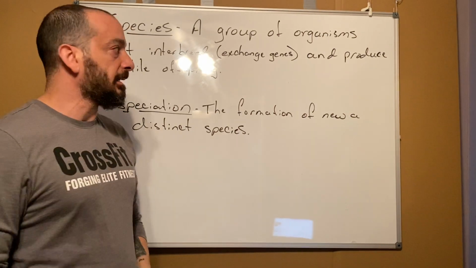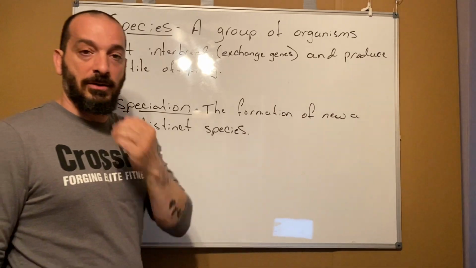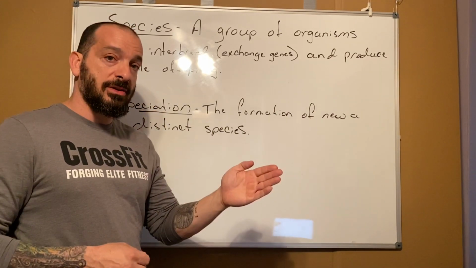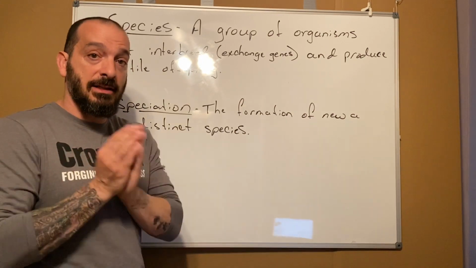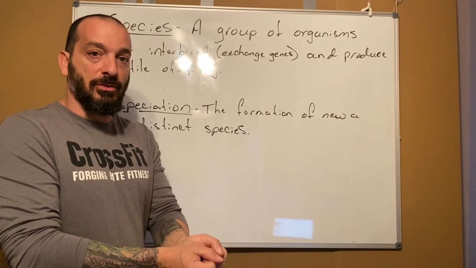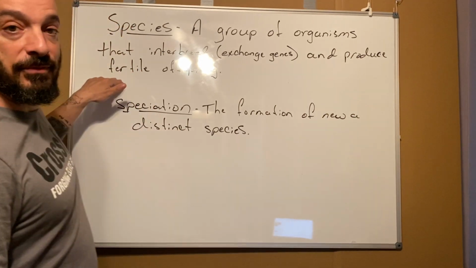But that's not the only thing. You also have to produce fertile offspring, okay? So the classic example is a horse and a donkey can interbreed, but the product that they produce is a mule, and mules are sterile, right? So mules are not fertile offspring.